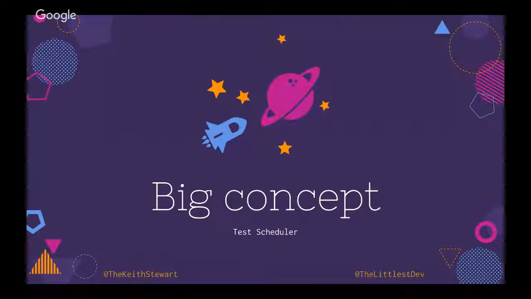Now let's get into a slightly more complicated scenario where we need to work with the scheduler that determines when values are emitted from an observable.